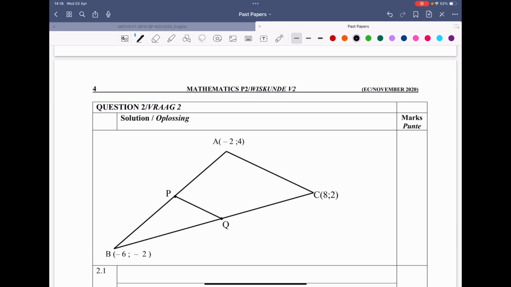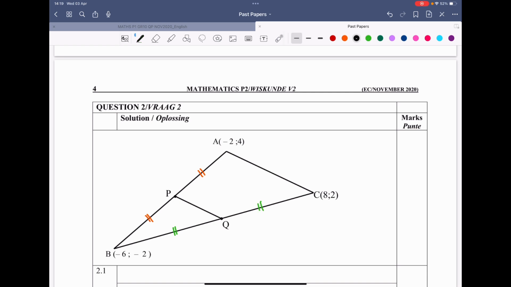Okay, so moving on to question 2, I'm given a triangle ABC, and I'm given the coordinates of A, B, and C, and I'm told that P and Q are the midpoints of AB and AC respectively. So if P is the midpoint of AB, then that means that AP is equal to PB. And if Q is the midpoint of BC, then that means that BQ is equal in length to QC.